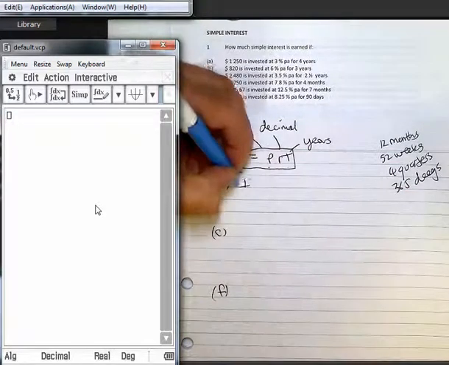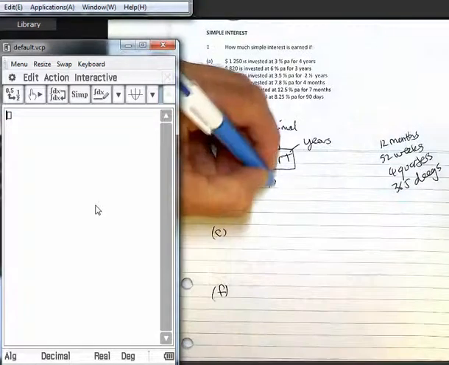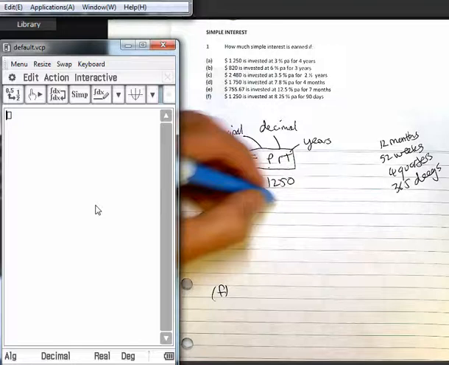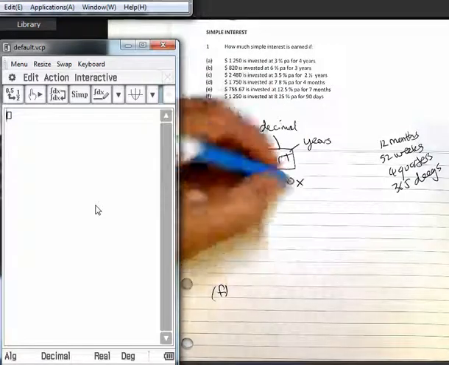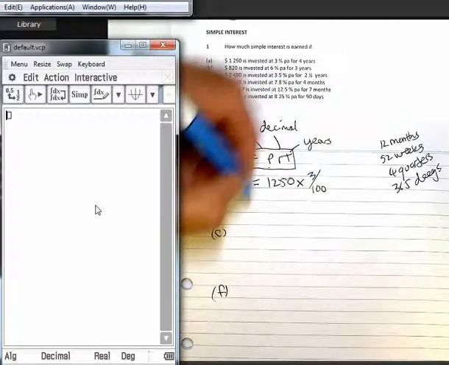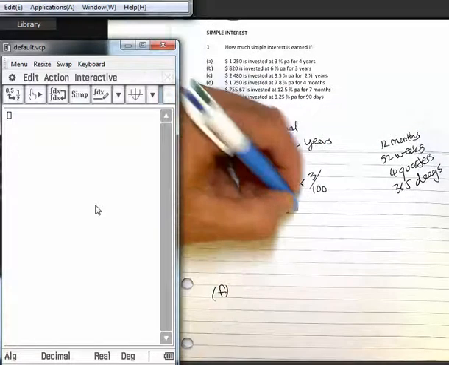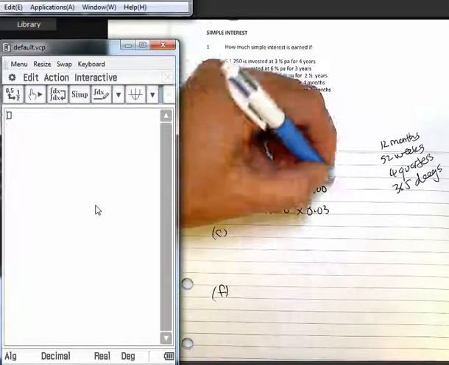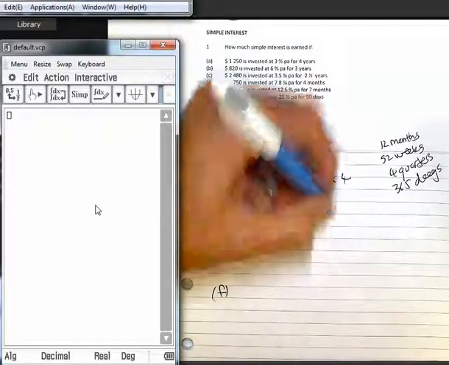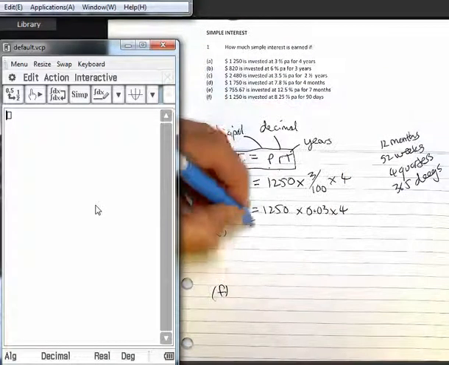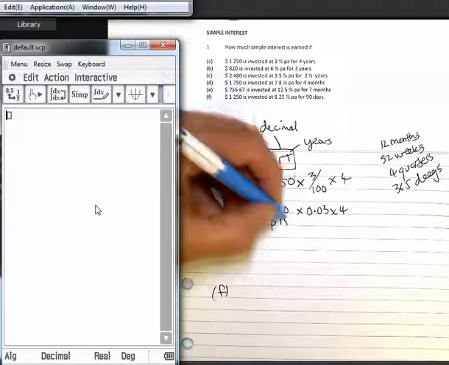So in the first instance, 1250 is invested times, now that's 3%, 3 on 100, or 0.03, and for 4 years. Multiplying those together, you should get $150.